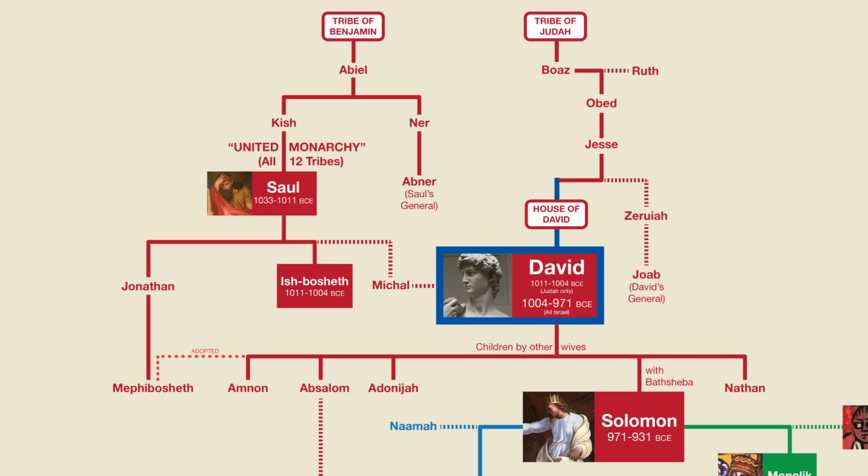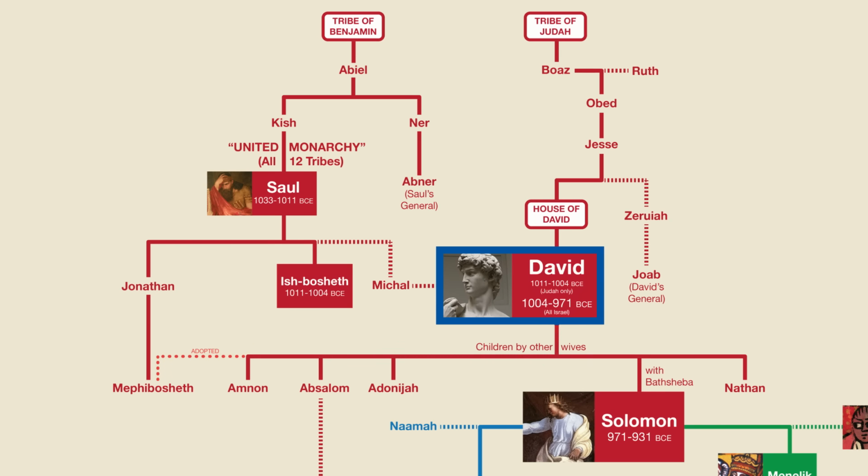I'd also like to point out David's nephew Joab, who was the son of one of his sisters. He becomes David's main general and features quite prominently in the story of David's life. Oh, and remember David's best friend Jonathan? Well, Jonathan had a disabled son named Mephibosheth, who David adopts after he becomes king.